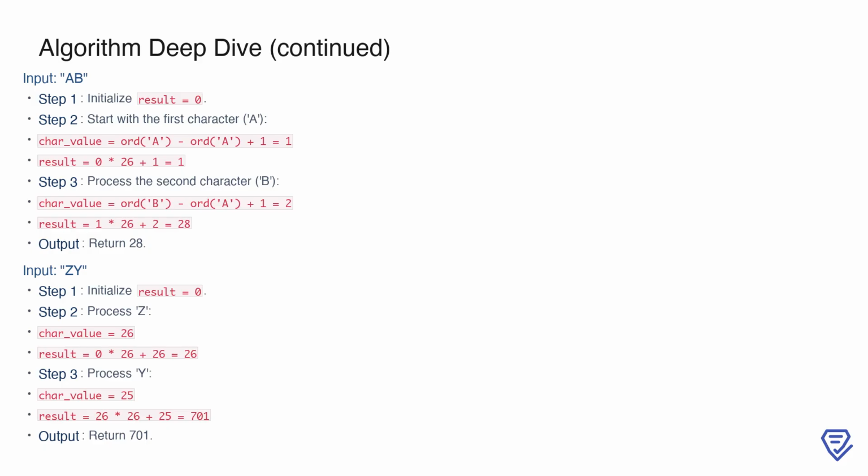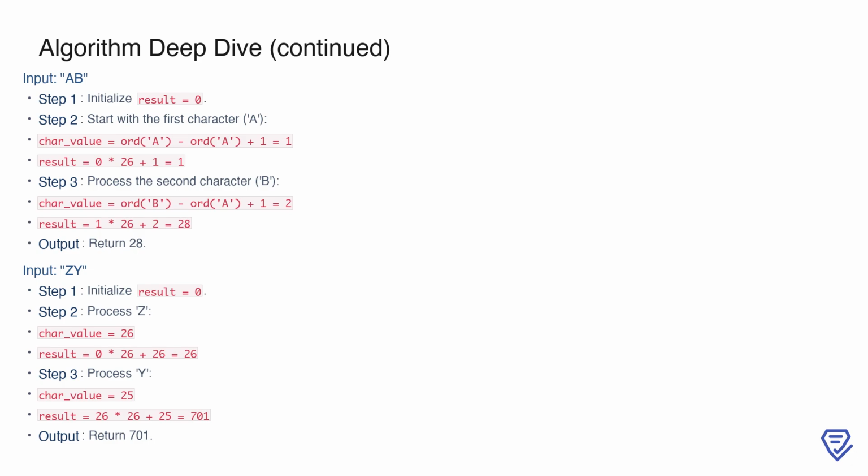For the input AB, we initialize result to 0. The first character, A, has a value of 1, so result becomes 1 after processing it. The second character, B, has a value of 2. Multiplying the current result by 26 and adding 2 gives 28, which is the final output.